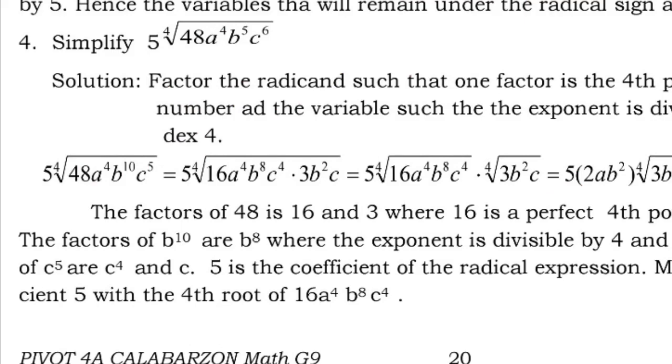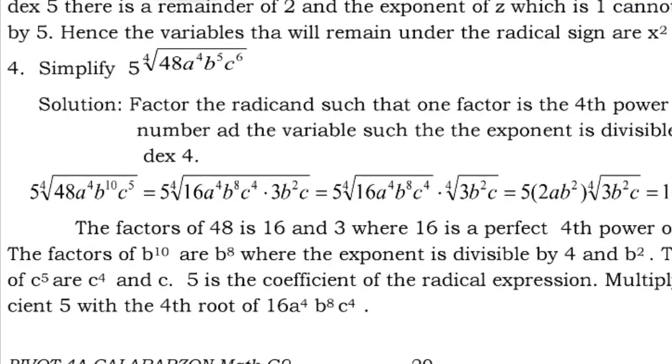Number 4, simplify 5 times the fourth root of 48, a to the power of 4, b to the power of 10, c to the power of 5. For the solution here, we're going to first factor 48, in which one of the factors is a perfect power of 4. The factors of 48 will be 16 and 3. So 16 times 3. Then a to the power of 4 in here is a perfect power of 4.